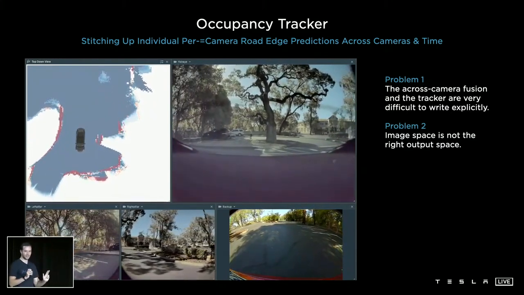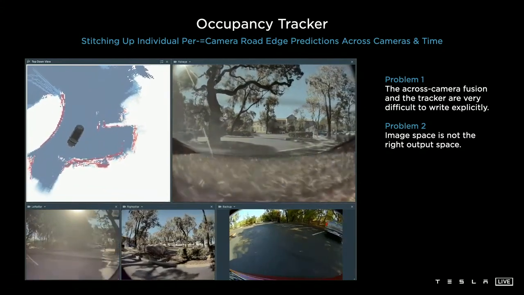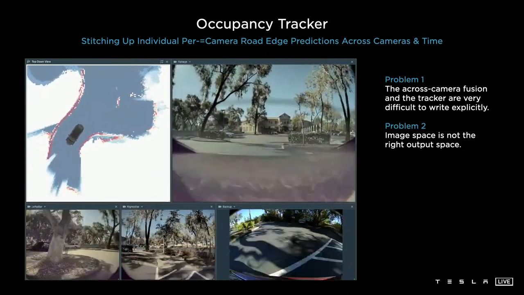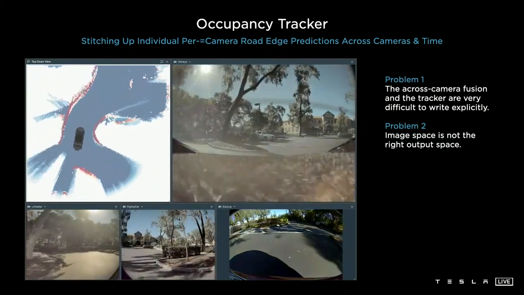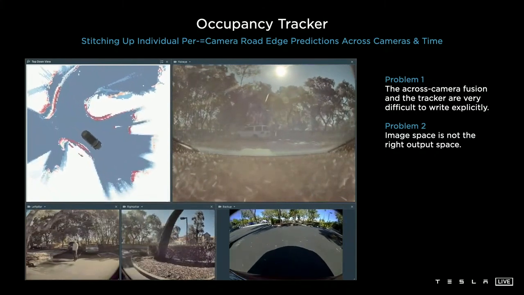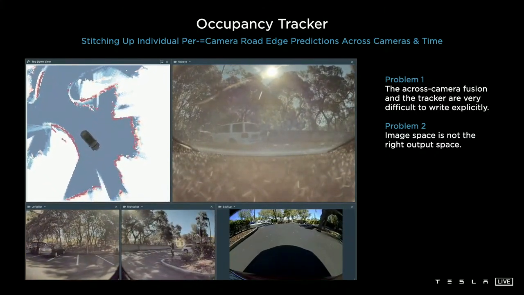Number one, we very quickly discovered that tuning the occupancy tracker and all of its hyperparameters was extremely complicated. You don't want to do this explicitly by hand in C++. You want this to be inside a neural network and train that end to end. Number two, we very quickly discovered that the image space is not the correct output space. You don't want to make predictions in image space. You really want to make it directly in the vector space.